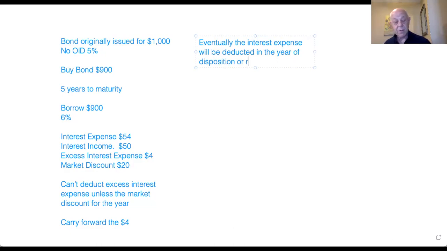Or redemption. When you finally get rid of the bond, then they let you deduct all the interest expense that was disallowed in prior years. All right, so again, let's assume instead of borrowing at 6%, we borrowed at 8%. So we borrow the $900. This time the rate is 8%.